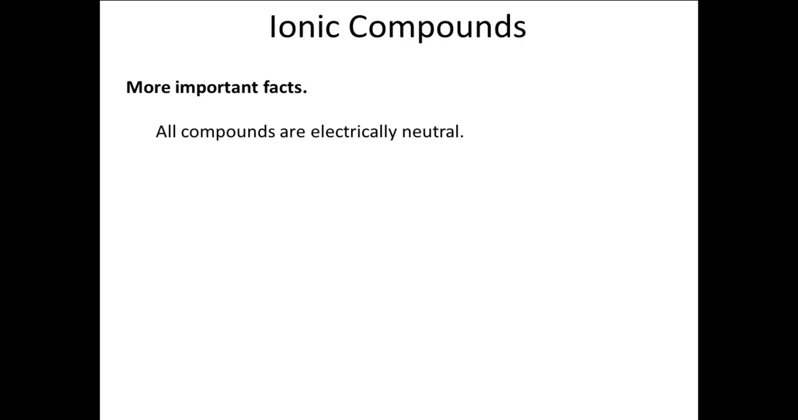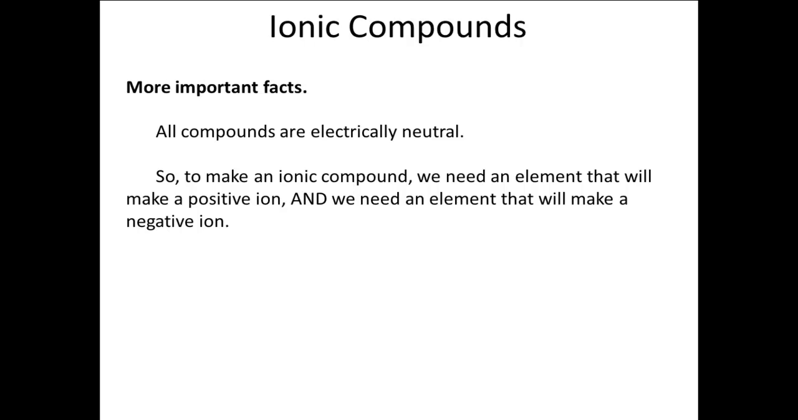All compounds are electrically neutral, even ionic compounds. This means that an ionic compound must contain both positive and negative ions. So, to make an ionic compound from two elements, we need an element that will make a positive ion, that is, one that will lose one or more electrons, and we need an element that will make a negative ion, that is, one that will gain one or more electrons.